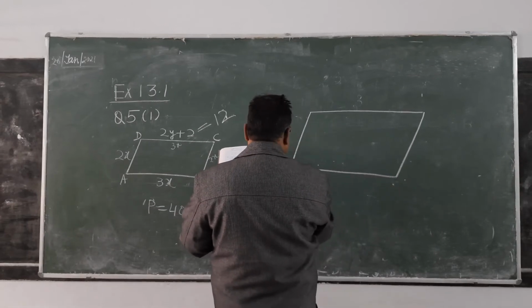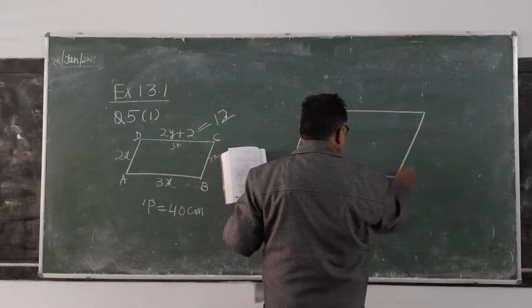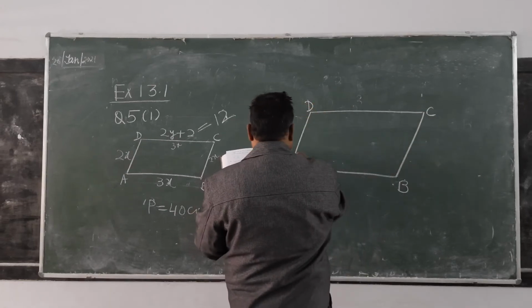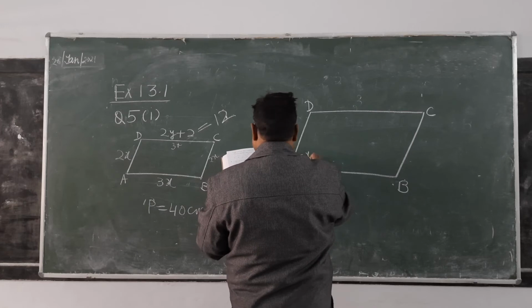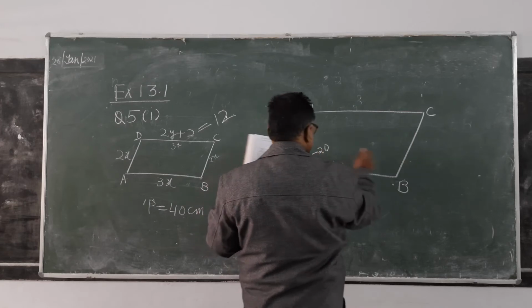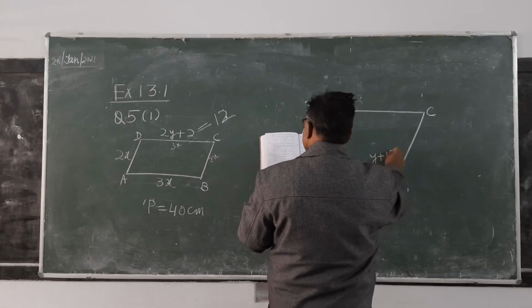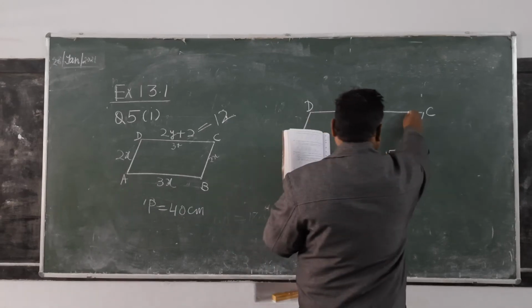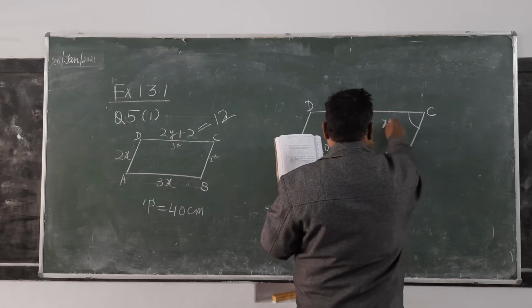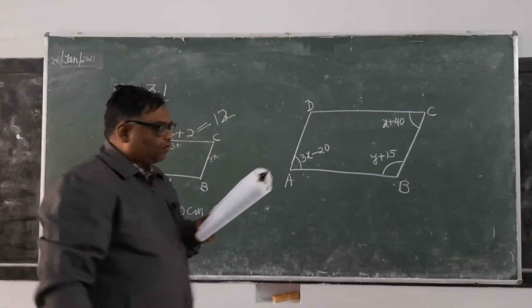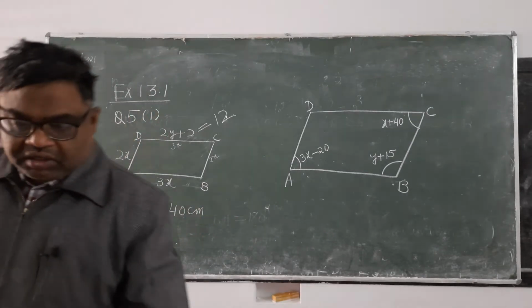This is a parallelogram ABCD. The angles are 3x minus 20, y plus 15, and x plus 40. You have to determine the values of x and y here.